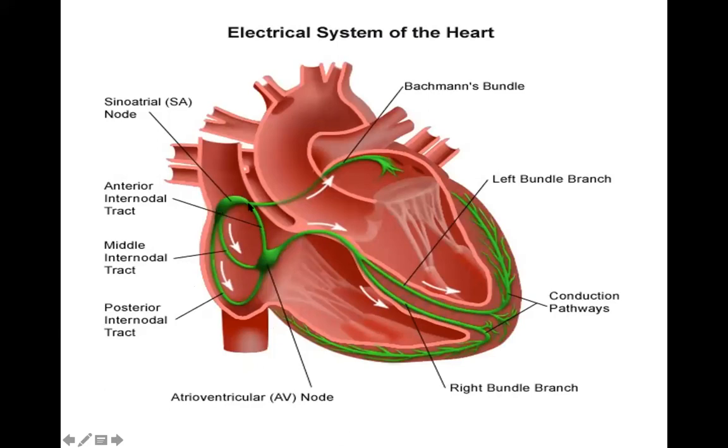So this is the sinoatrial node. As you can see, it is located at the junction of the superior vena cava, on the lateral side of the opening of the superior vena cava, and it is on the posterolateral wall of the right atrium.